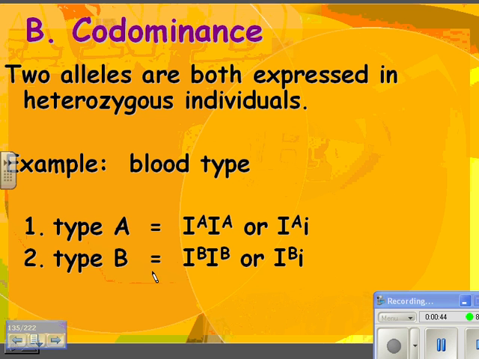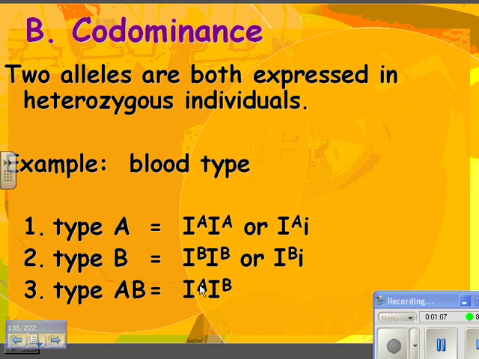Let's look at type B. You can either be big B, which is IB, IB, or you can be IB and little i. So this is, again, a clear dominance thing. If you have both alleles for B, or one allele for B and this recessive one, then you're type B. Again, we use the I's because wait till you see what happens with type AB.